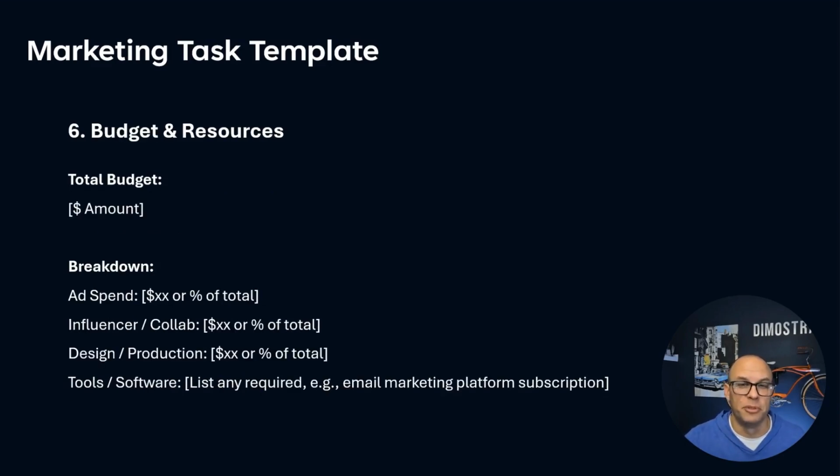Let's talk about the budget and resources. Your task may or may not require a budget. Now for this, with advertising, of course, we must have a budget, so it's important to define what the total budget is and how we're going to allocate it for this task. So for an example, we will have a certain amount for ad spend, a certain amount to use with influencers or collaboration. There will be some production involved, so we need to account for that. And finally, if there are any tools or software that we need to complete this task.